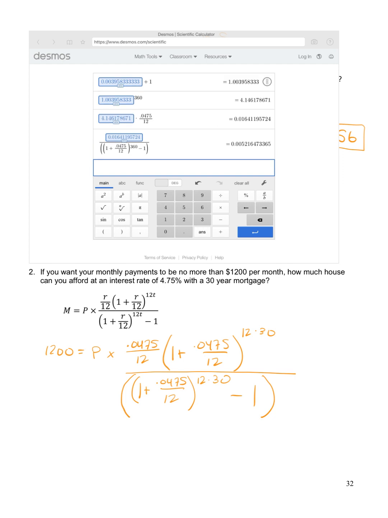0.0052 approximately. So I want to do 1200 equals 0.0052 times P. And so I'm going to divide both sides by 0.0052.